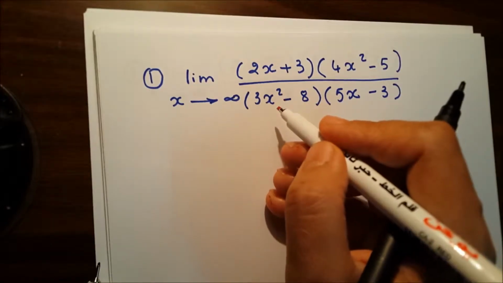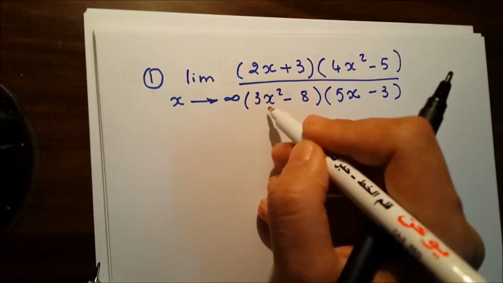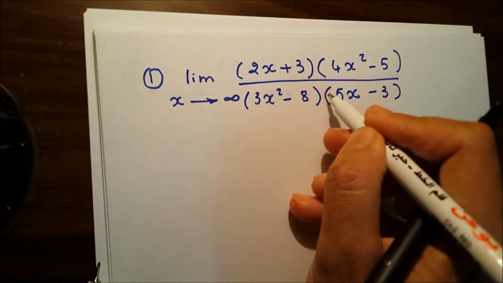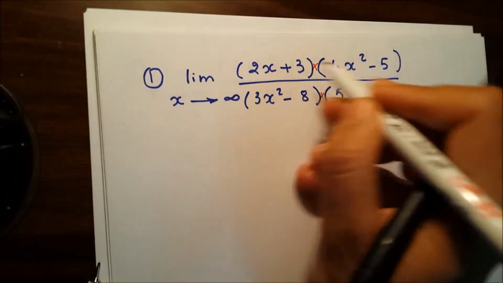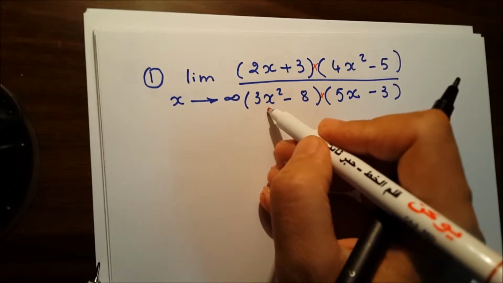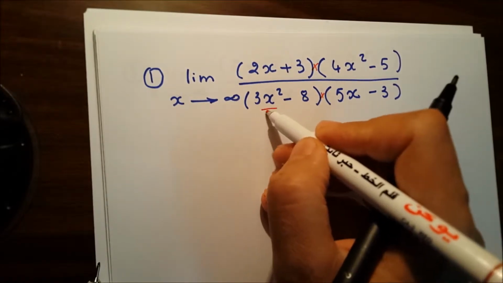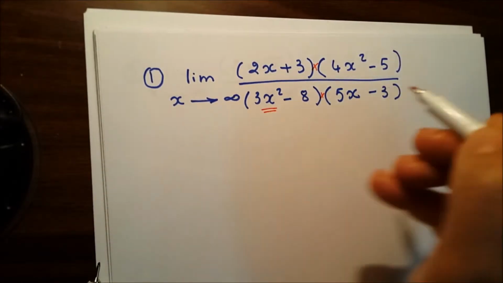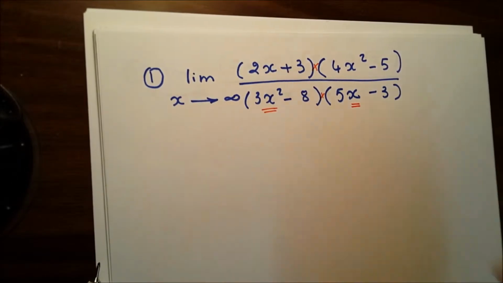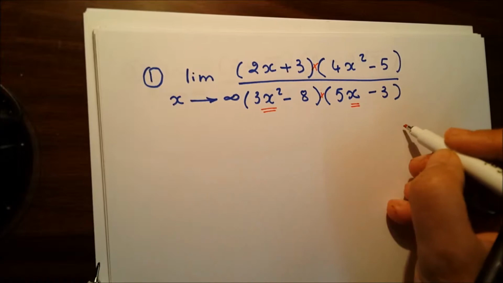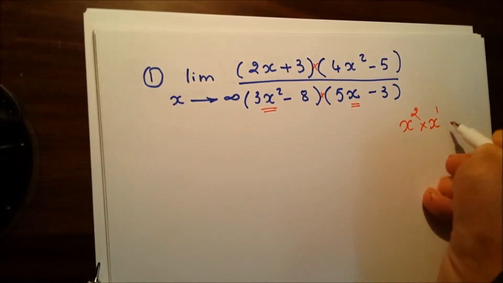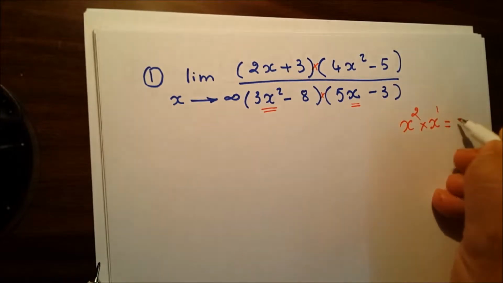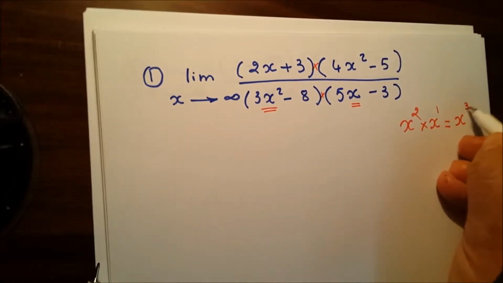First, we need to find the highest power of x in the denominator. We have two factors here, so this is multiplied by this, and also this is multiplied by this. Here the highest power of x for the first factor is x squared, and here we have x. So the highest power of x in the denominator is this times this. So x squared times x to the power of 1 is x to the power 2 plus 1, to be 3. So x to the power 3.